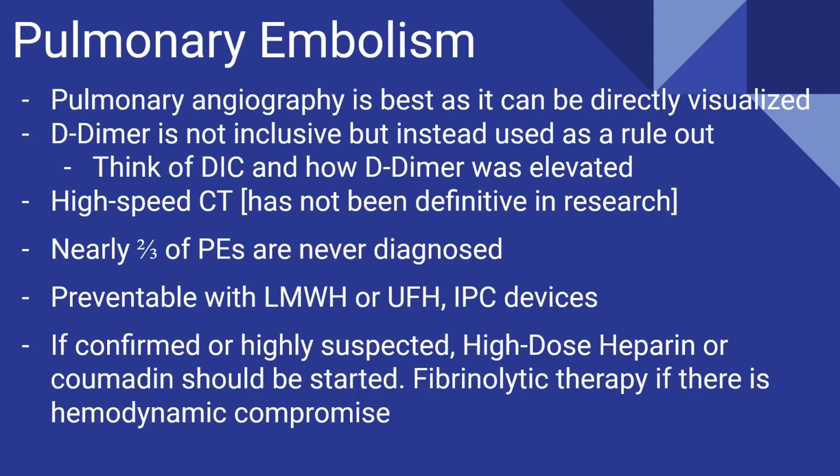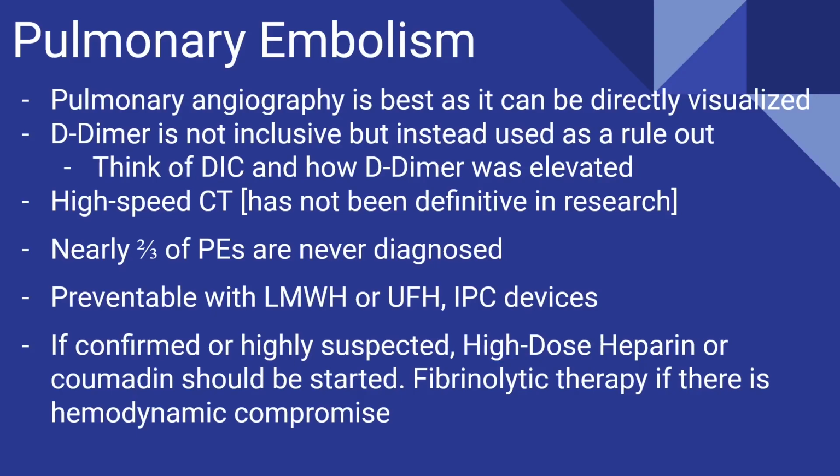Now, it's not as inclusive because a D-dimer shows the breakdown of clots. So when we're thinking about DIC, that's very definitive of DIC as a D-dimer. Whereas this, it may hint towards it, but it does not necessarily rule it out, right? You could have a clot elsewhere, but it does help identify it.